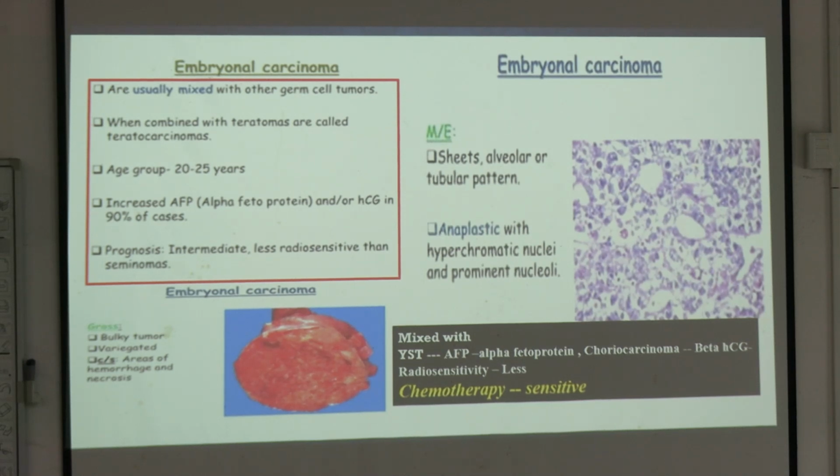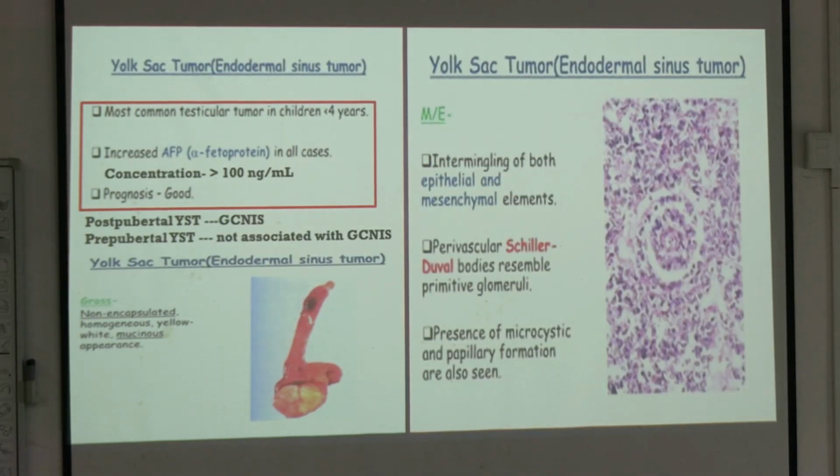So, other tumors, namely the embryonal carcinoma, have very ugly-looking, primitive cells. They may mix with other germ cells. Next is the yolk sac tumor, which usually occurs in young children and young adults. They are positive for alpha-fetoprotein, and the characteristic structure is called the Schiller-Duval body.